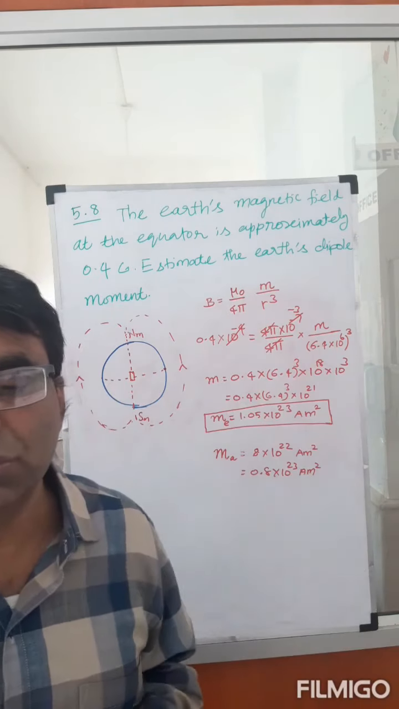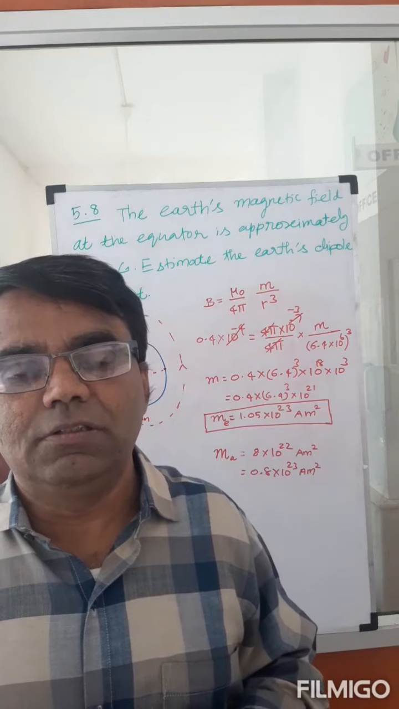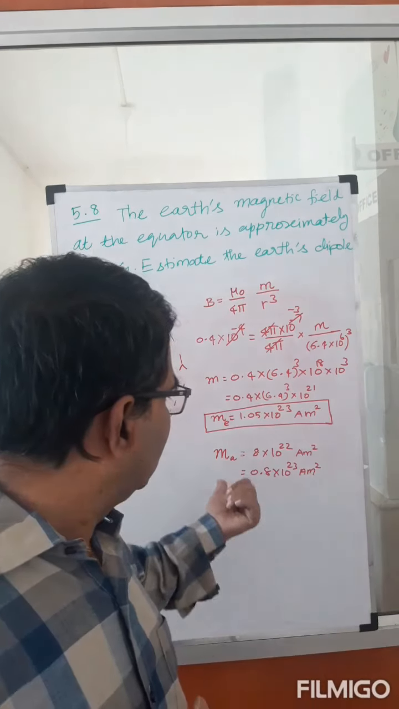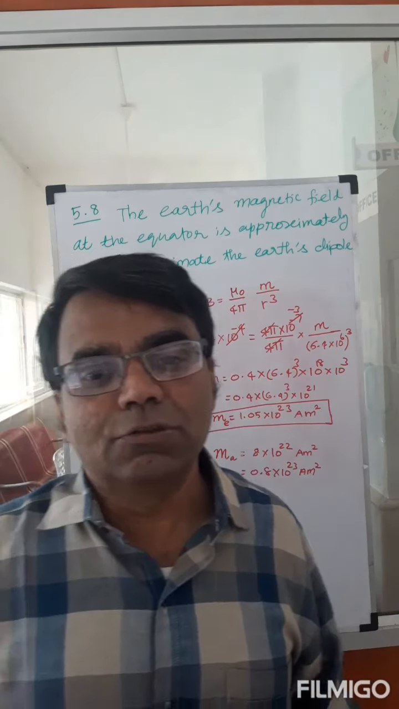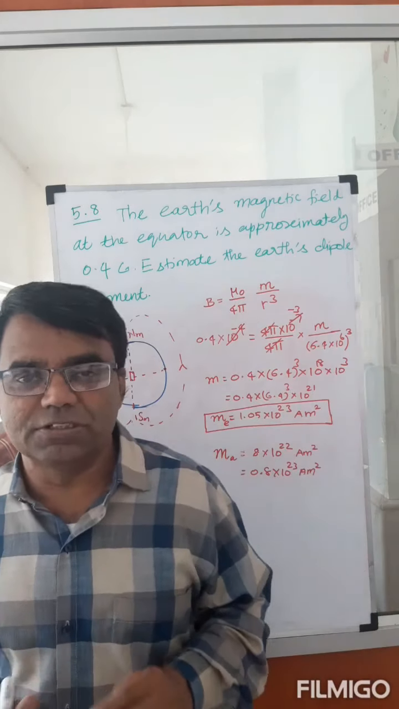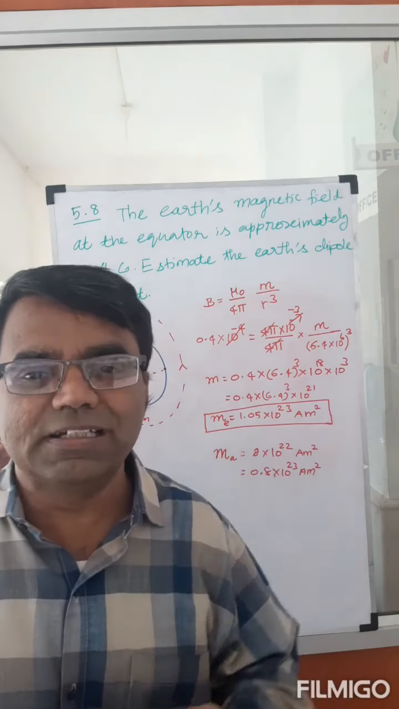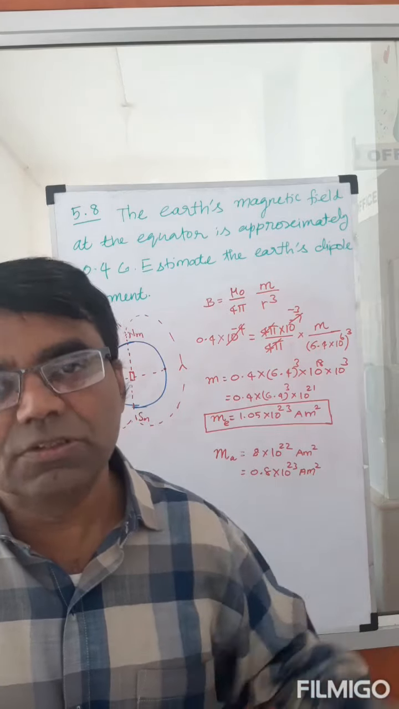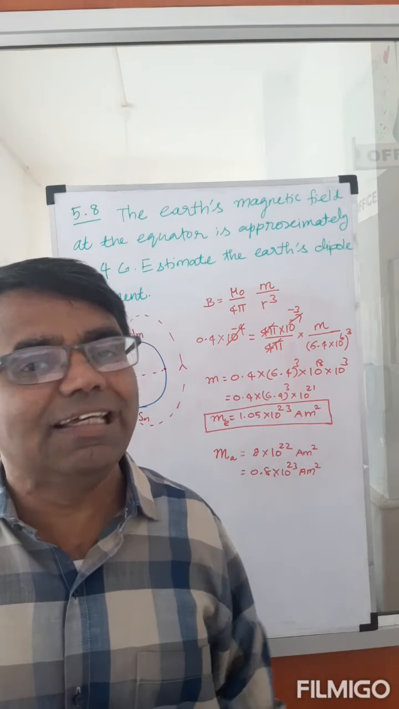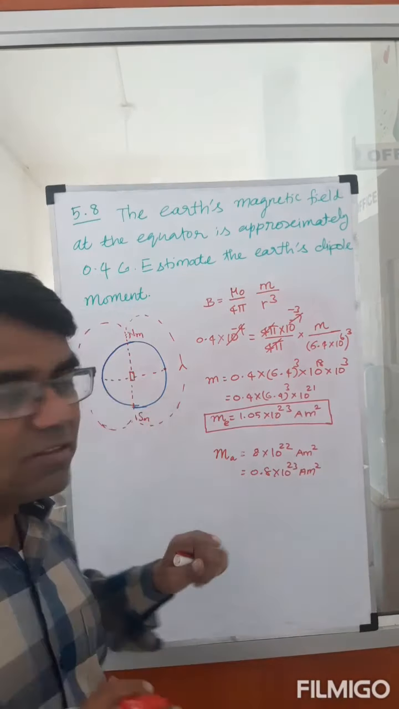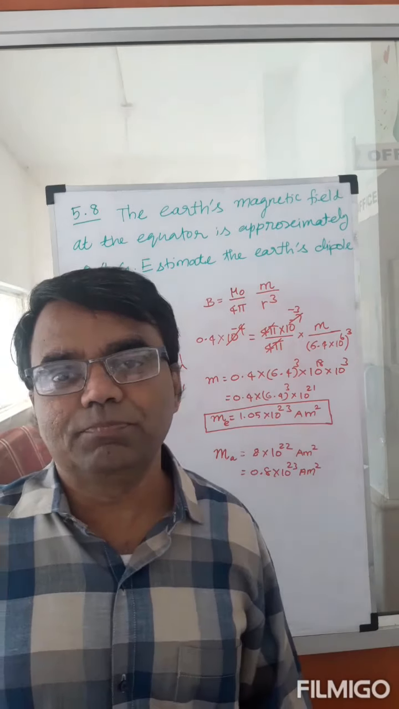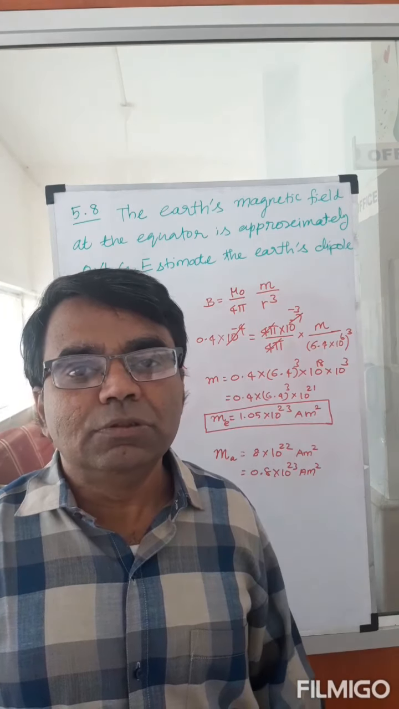So you are very close. You are approximately right. Your error is only about 20%. What is actually 0.8, we have estimated to be 1. So you are very nearly there. So this assumption is fairly good. Hope this is clear to you.